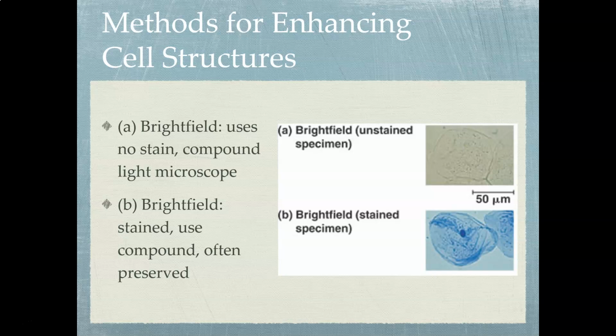So bright field is going to be really useful if you're looking at living things, but again, the downside is the contrast. Using the stains, on the other hand, gets you the contrast, but oftentimes ends up killing your specimen. So you often end up looking at preserved cells as opposed to living ones.